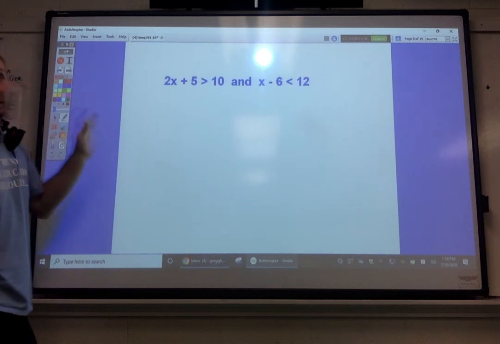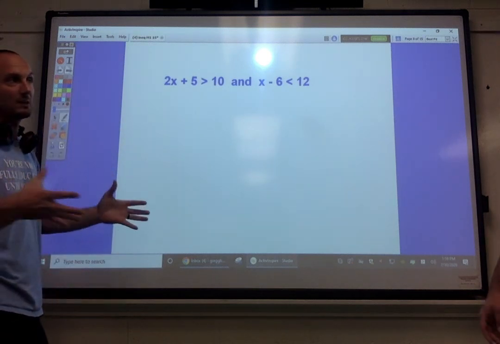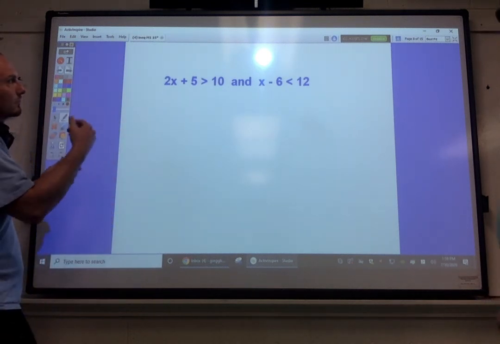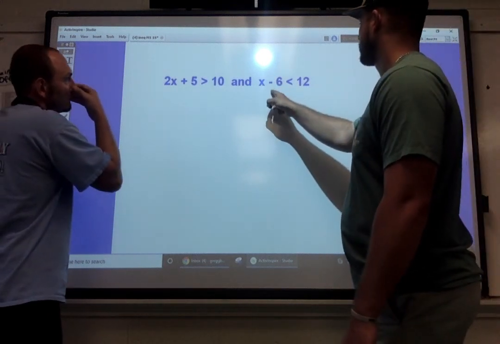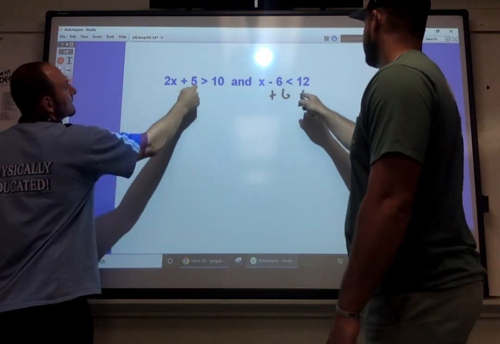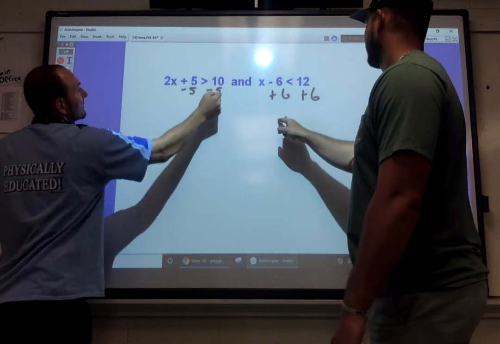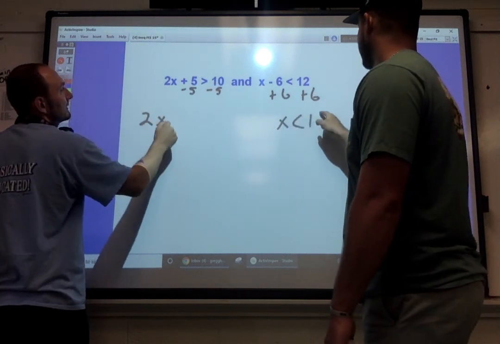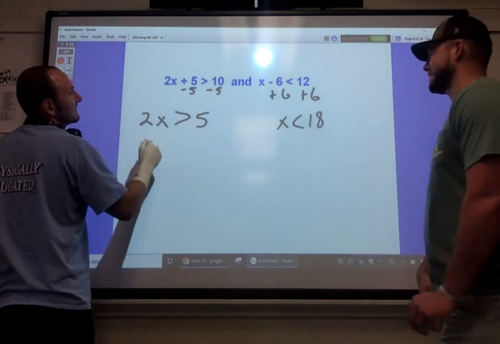Okay. Now the AND ones you solve them the same way, but at the end we're going to have to put them together differently. Again, we'll each solve the sides, speed it up for you. So I'm going to add 6 over here. I'm going to subtract 5. What are you going to do about that? Boom. X is less than 18.